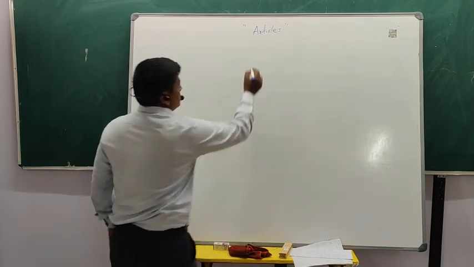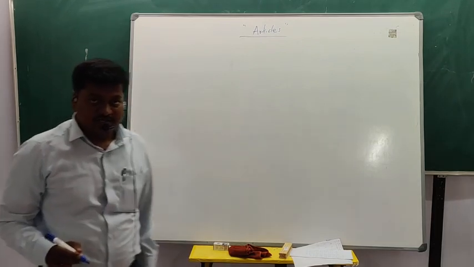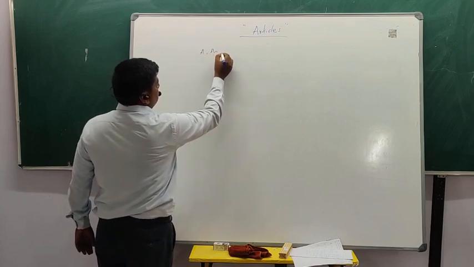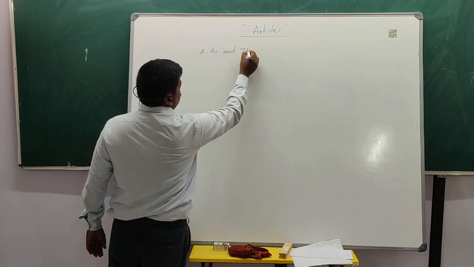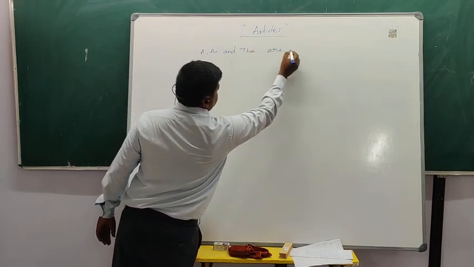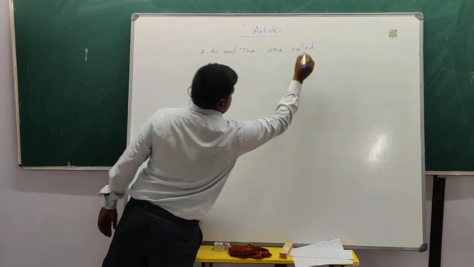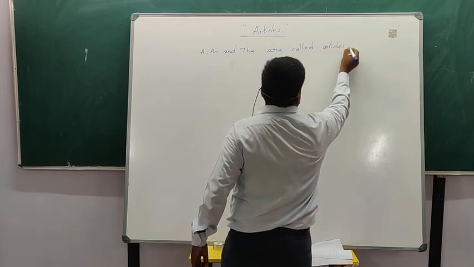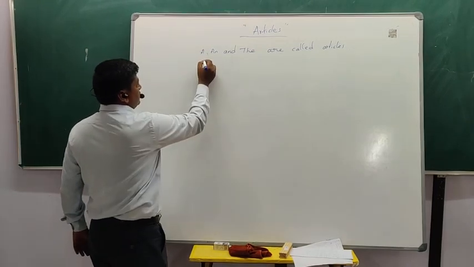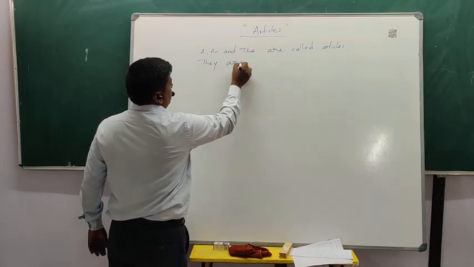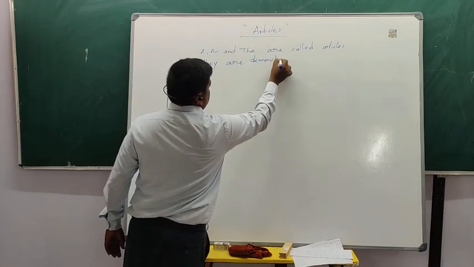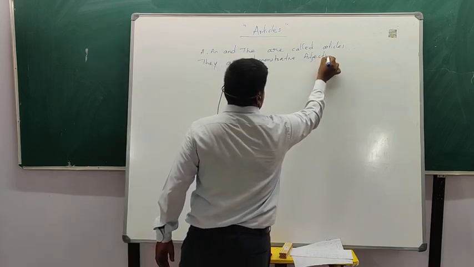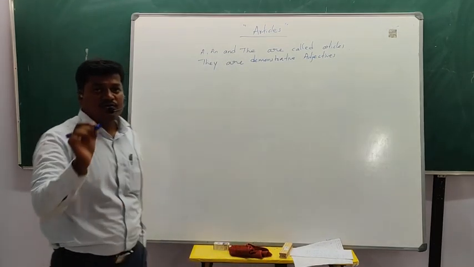Articles. So see here, students, articles. What are the articles? Just see here. A, an, and the are called articles. So they are demonstrative adjectives. Articles means they are demonstrative adjectives. So see here, students, these are called demonstrative adjectives.